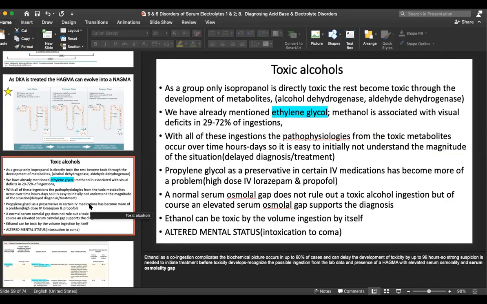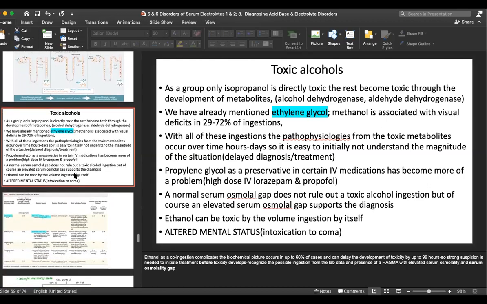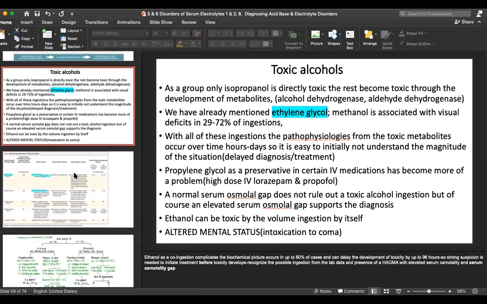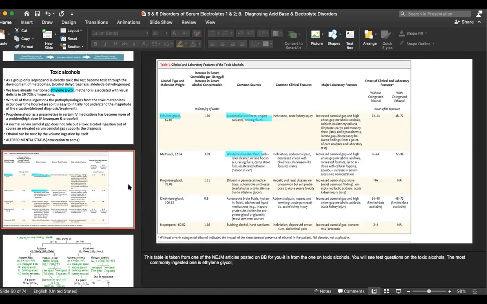Okay. Ethylene glycol, no, it's a HAGMA. And also know that it causes calcium oxalate crystals. It's found in antifreeze. That's probably what they would say. Methanol can be in windshield washer fluid, camp stove fuel, like wood alcohol. That's methanol.